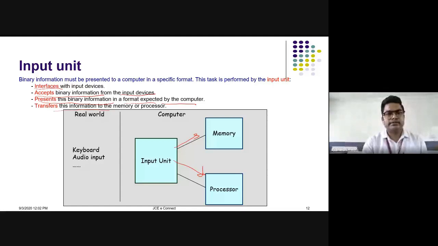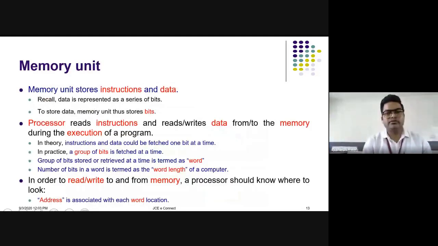Then we talked about the memory unit, which stores our data and our instructions. Data is represented as a series of bits, and to store the data, the memory unit stores the bits. So data will be stored in memory as bits, 1s and 0s. Then the processor reads the instructions and reads or writes the data from or to the memory during the execution of the program.